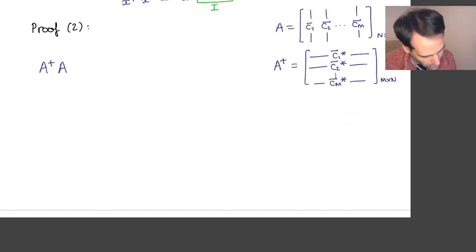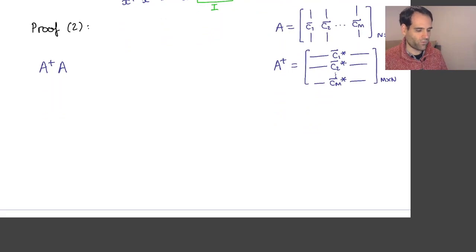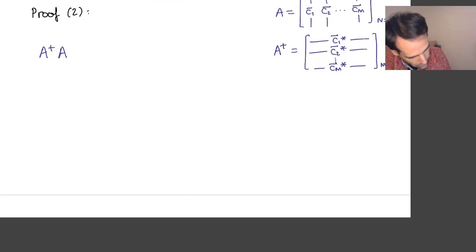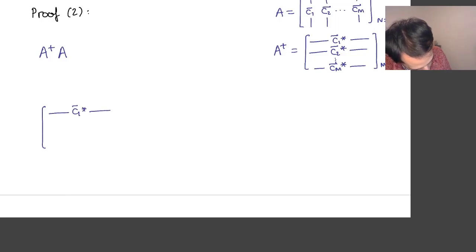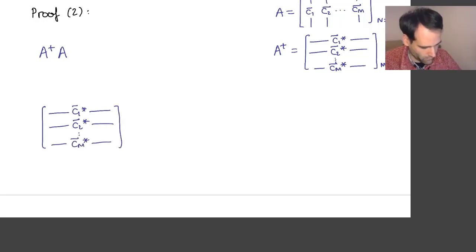So now if you want to multiply A dagger times A, we can write it using the trick I'm always telling you on how to multiply matrices, yeah? So we would have to write A dagger here, so we need to multiply this times matrix A.